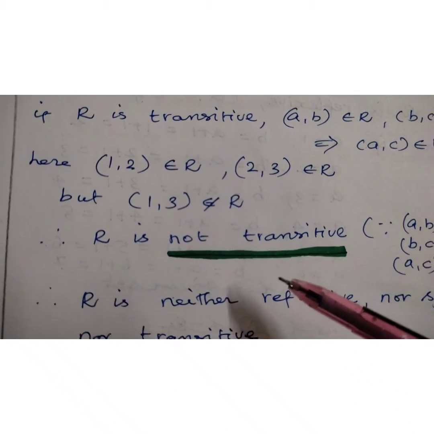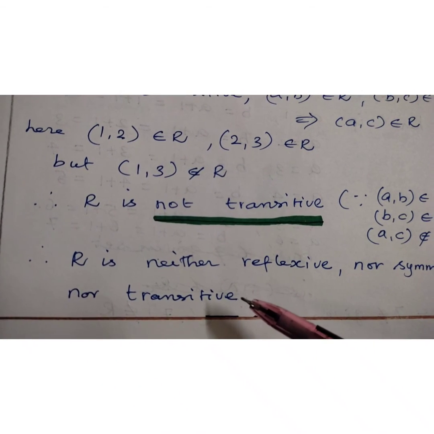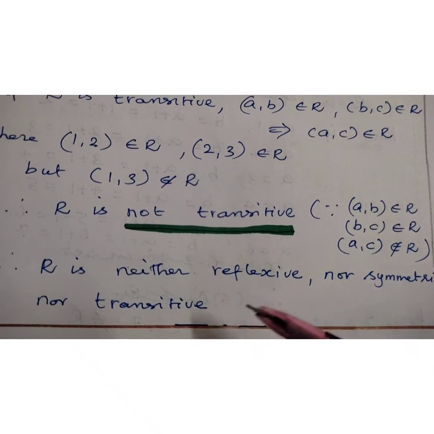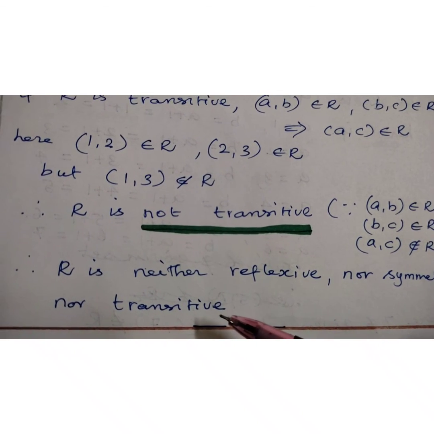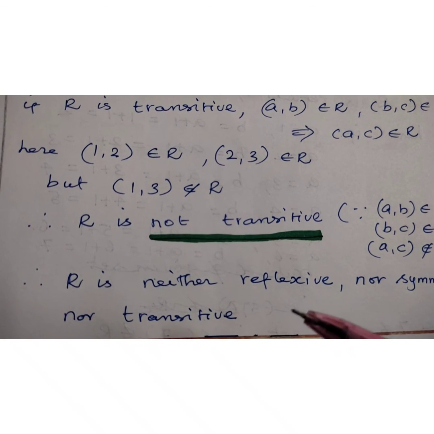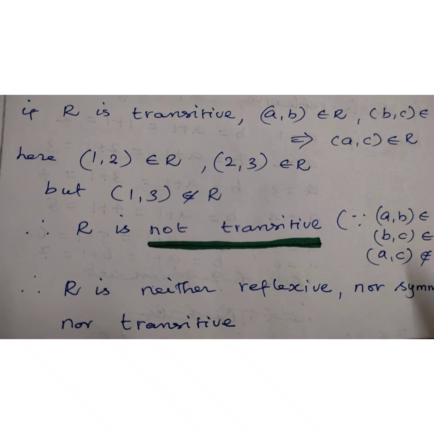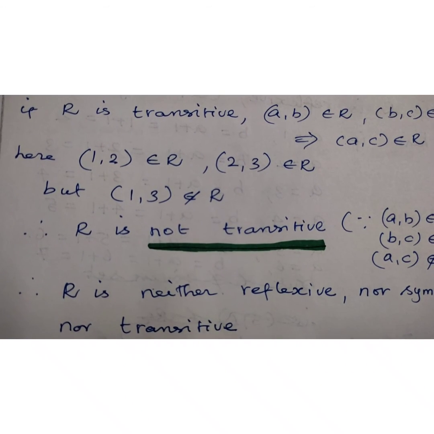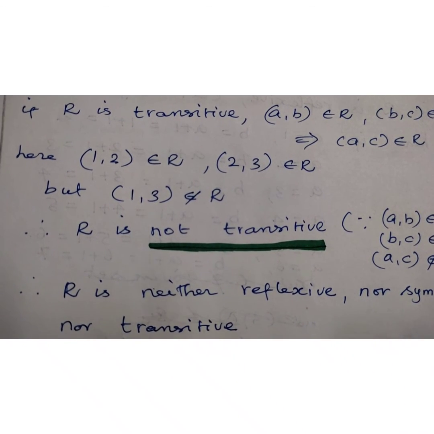Okay, so the solution is R is neither reflexive, nor symmetric, nor transitive. Okay, up to this, sums 2 and 3 are over here. Now from the next video we will discuss the fourth sum.